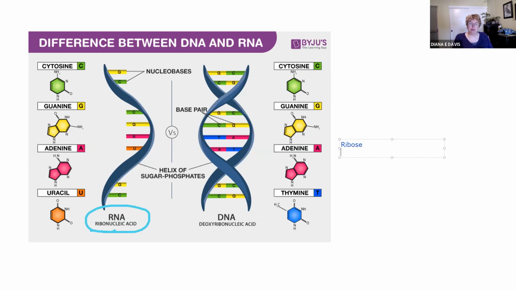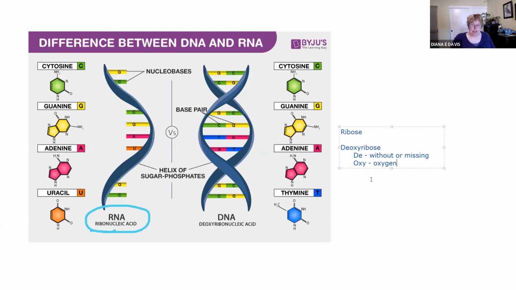So we've got ribose for RNA, deoxyribose for DNA. D means without or missing. Oxy refers to oxygen. So deoxyribose is simply ribose that is missing an oxygen. Tells you what it is in the name.